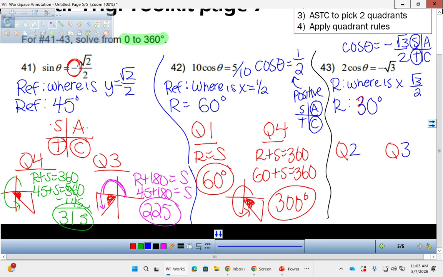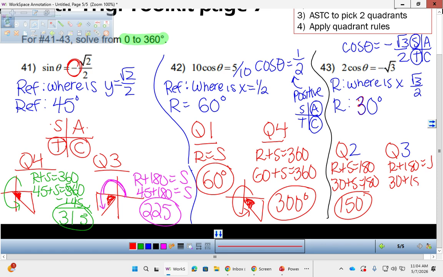And you can draw the picture or you cannot draw the picture. That's up to you. But the relationship here is that the R and the S equal 180. And I have the R. So ultimately I end up doing 180 minus 30. So the first answer is 150 degrees. And in quadrant 3, you can draw the picture or not, but the rule is that the reference angle plus 180 equals the standard. And so I have the 30 plus the 180. So this answer is 210.